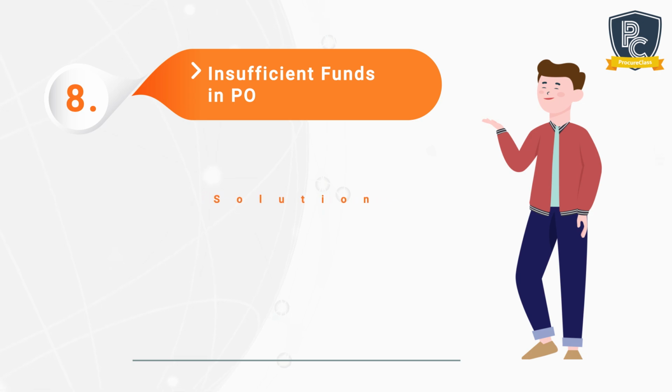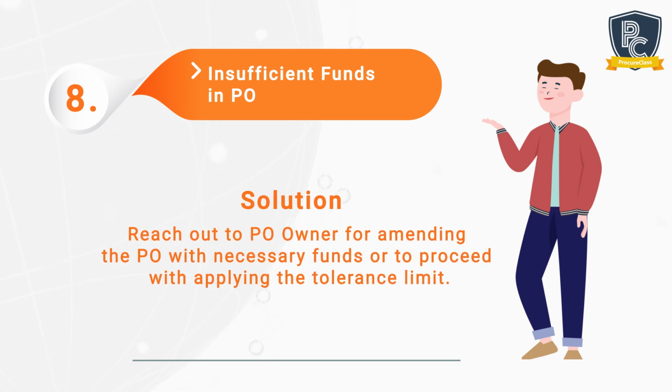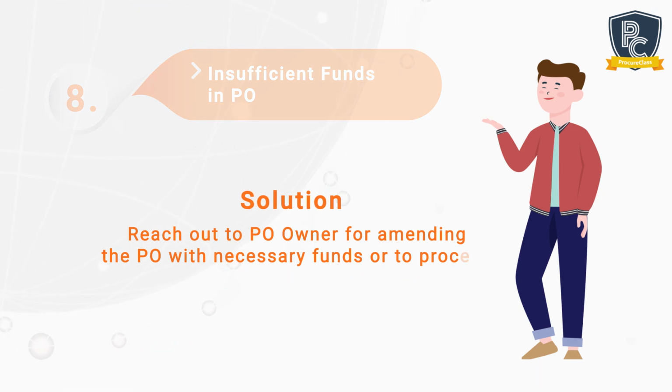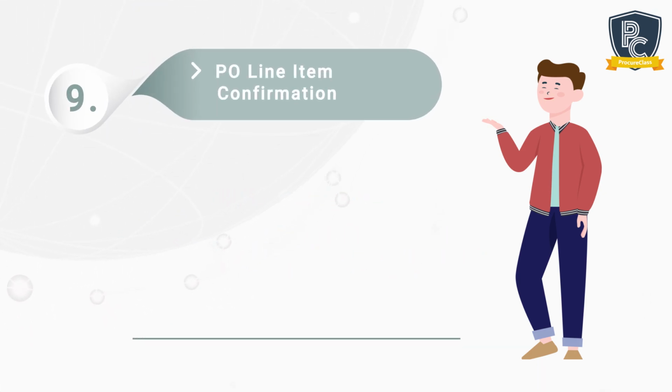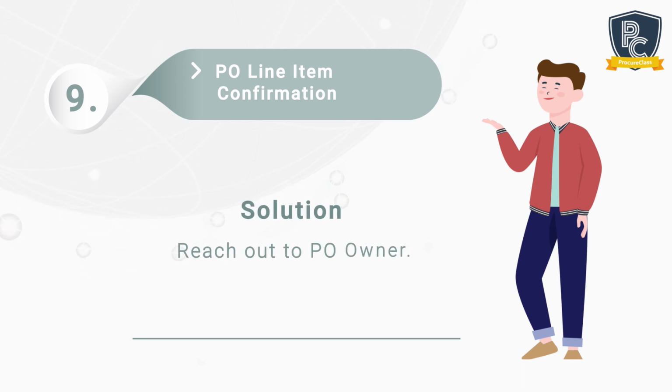Insufficient funds in PO. Reach out to the PO owner for amending the PO with necessary funds or to proceed with applying the tolerance limit. PO line item confirmation. Reach out to the PO owner.